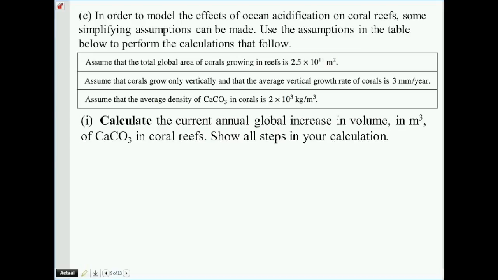We know that's not right, right? Corals actually grow like this. They just grow out like this, right? But we're assuming they grow vertically. We're assuming the density of CaCO3 is 2 times 10 to the 3 kilograms per meters cubed. So right now it wants to calculate the current annual global increase in volume in meters cubed of CaCO3 a year.